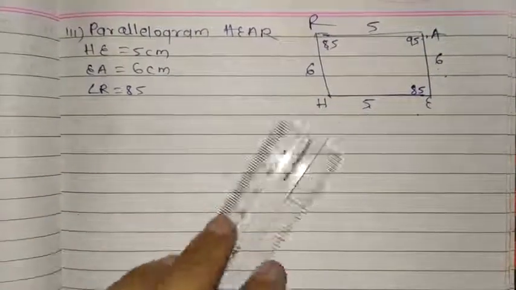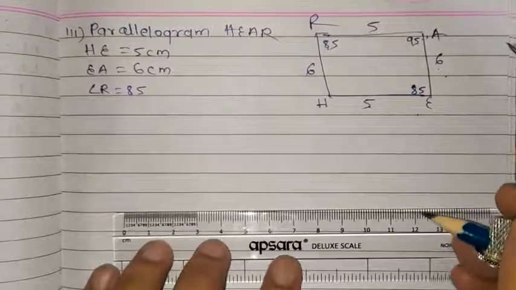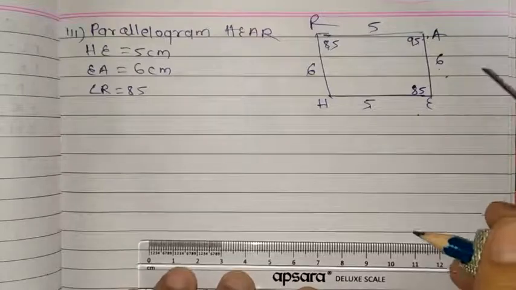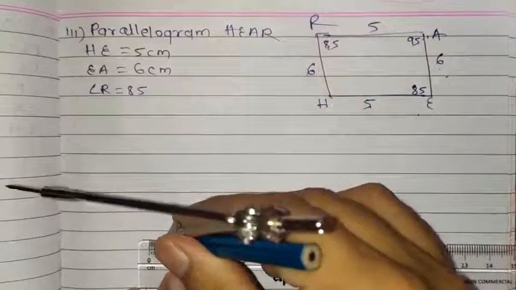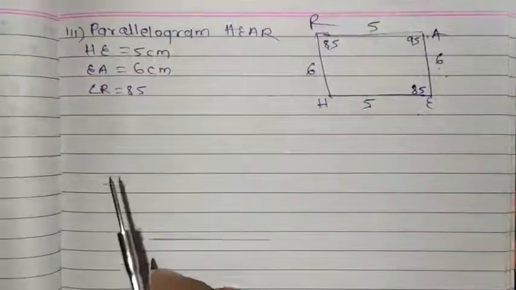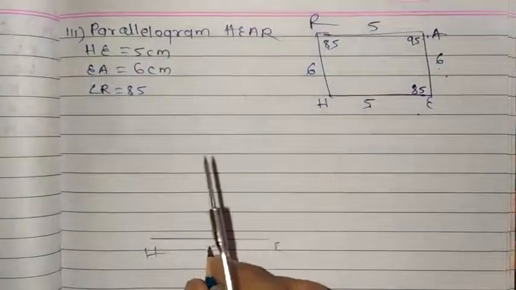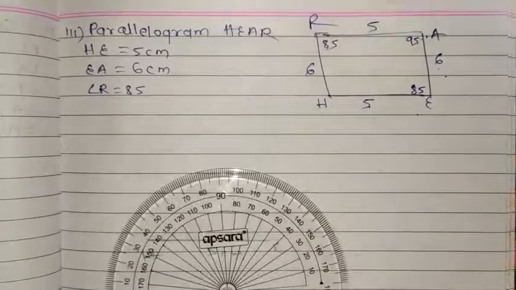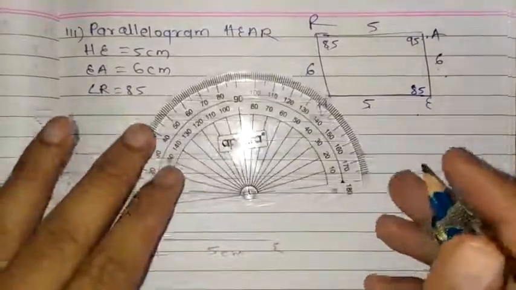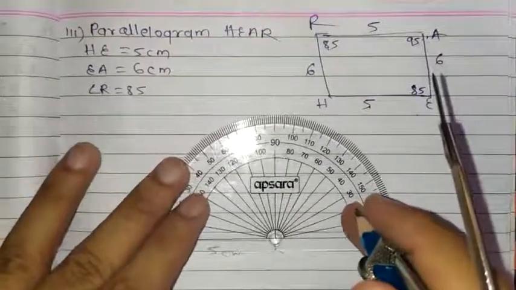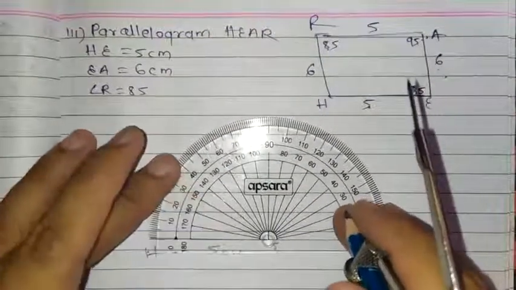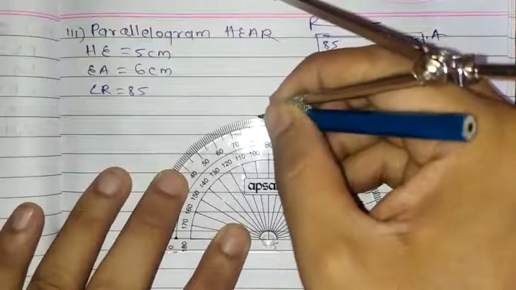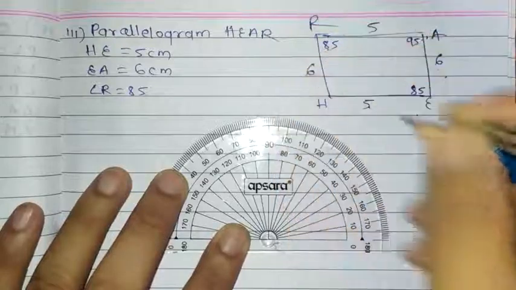First you have to make line HE with 5 centimeter. So that process we have completed, line HE with 5 centimeter, and then you have to make 85 degrees. We cannot make it by using a compass, so here you have to use the protractor pointer carefully, and then we want the angle 85, just below the 90 degree.